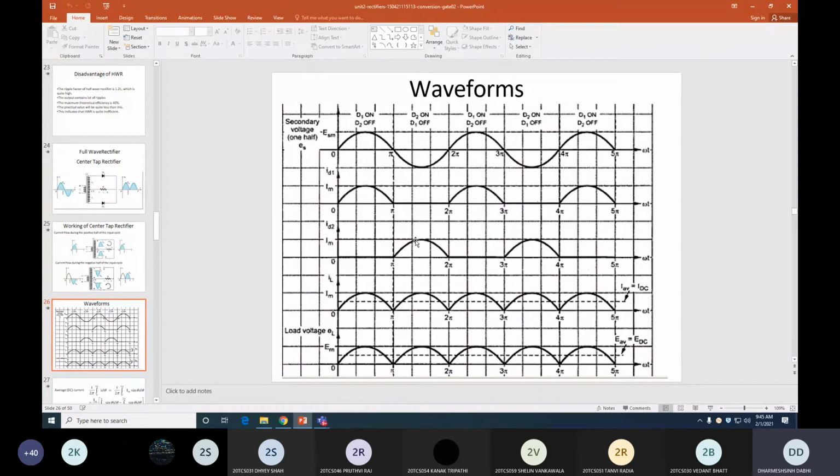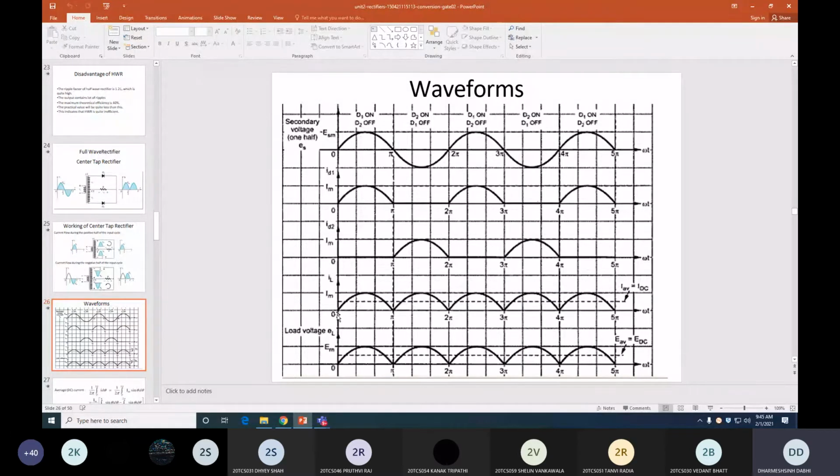But during the negative half cycle it starts conducting, so it is the same as the supply current, in the same phase with the supply voltage. Now we can see the fourth waveform, that is the load current, which means the current flowing into your load. In both cases, when D1 or D2 is conducting, current is flowing in the same direction.